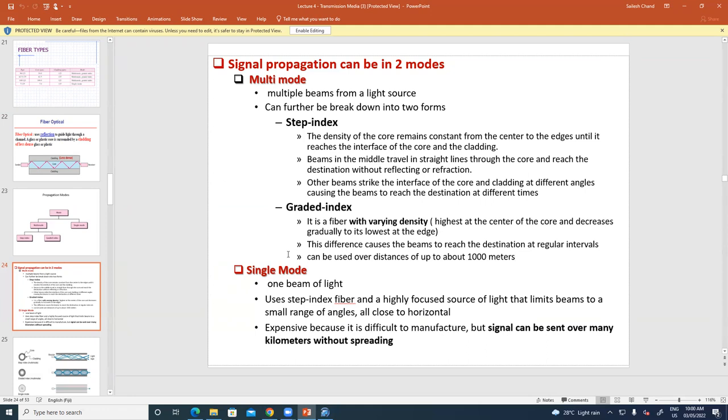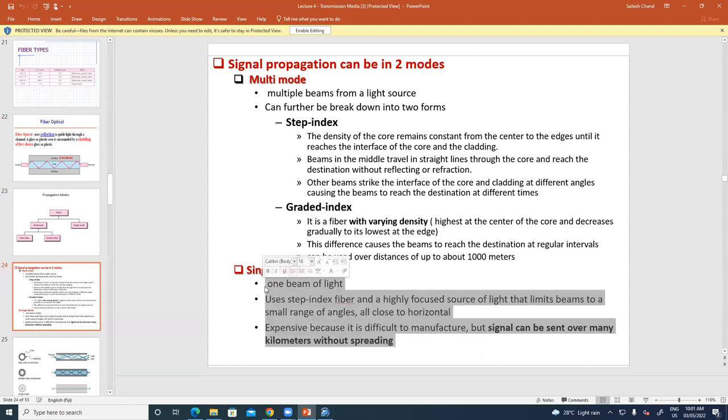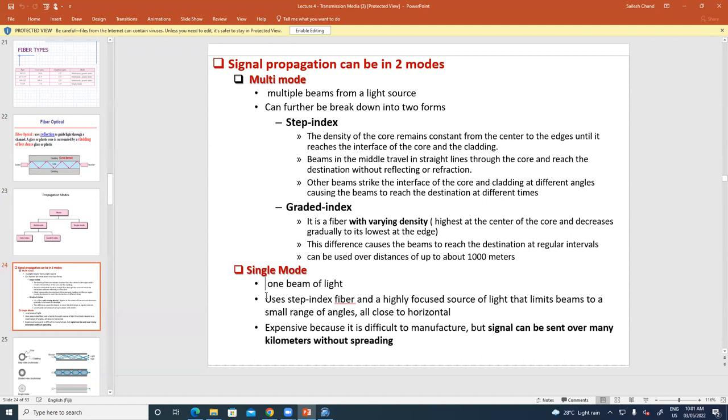Under single mode, it says one beam of light, using step index fiber and a highly focused source of light that limits the beam into a small range of angles, all close to horizontal. Expensive because it is difficult to manufacture, but the signal can be sent over many kilometers without spreading. Just for your knowledge, single mode can be used for long distances, remember. Multi-mode is used in environments with short distances.